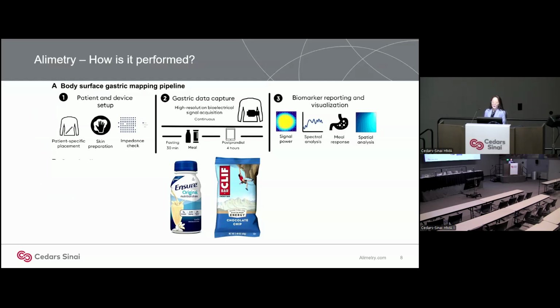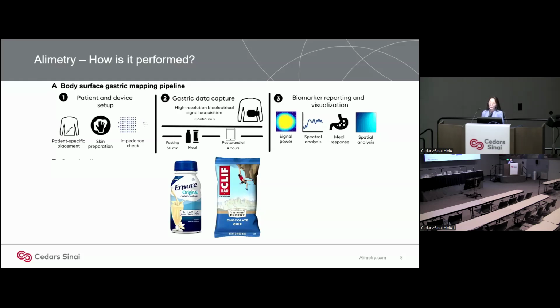After 30 minutes, these patients will ingest a standardized meal, and for those patients who don't have allergies or dietary restrictions, that meal consists of an Ensure shake and a Clif Bar. Do not worry if you have a patient who has allergies or sensitivities. There are many alternative shakes and bars that we can give to the patient.